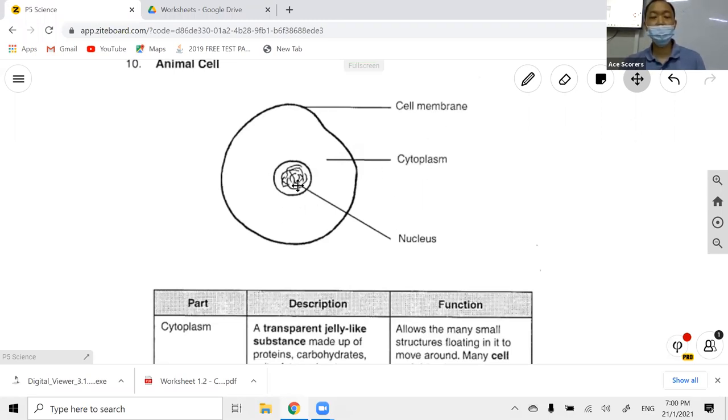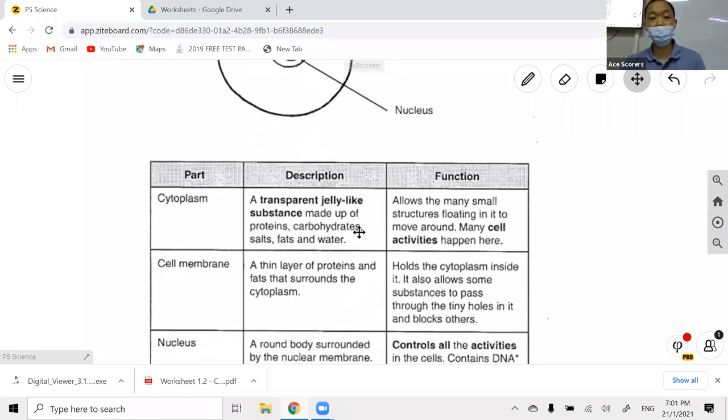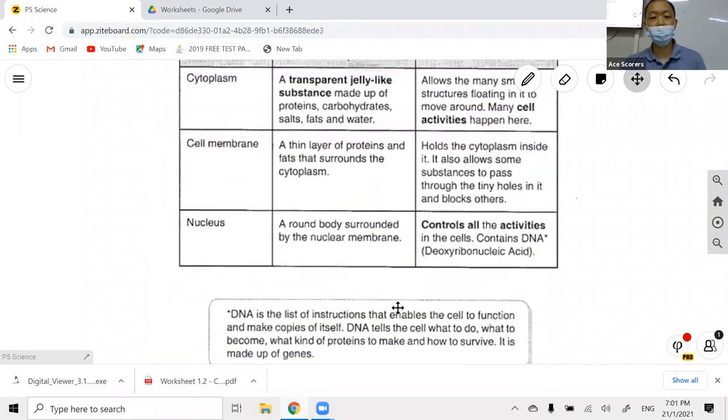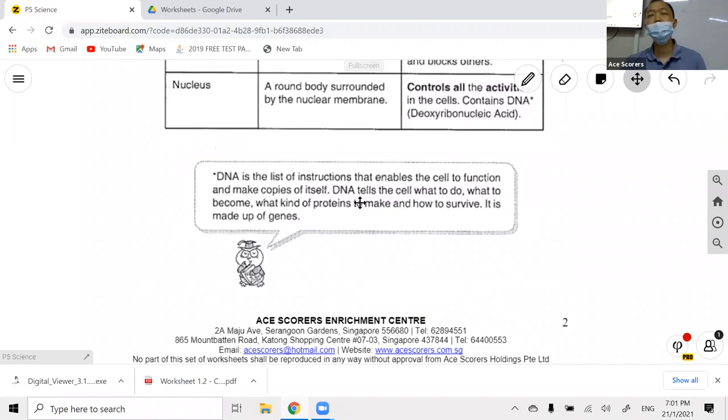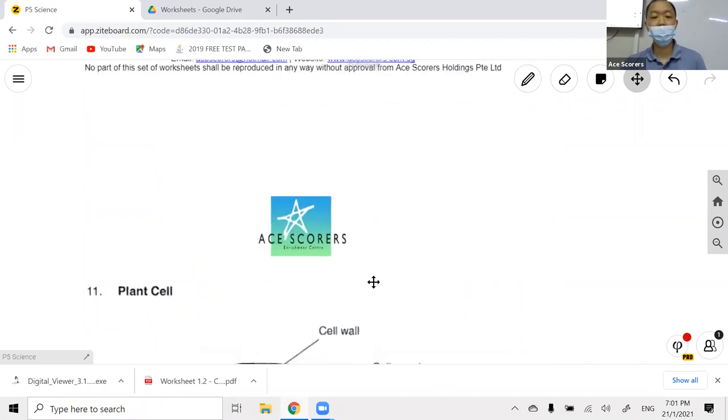How about the nucleus? What's the purpose of the nucleus? Yes, the command center. The cytoplasm is where everything is dissolved inside. It's a jelly-like substance, so it allows the structures to float inside there. So where is the DNA? Which part of the cell can you find the DNA? The nucleus. Yeah, very good. It's inside the nucleus.